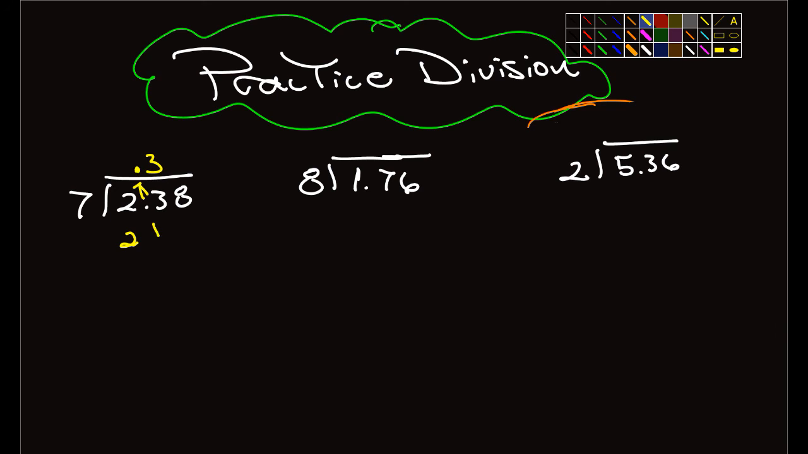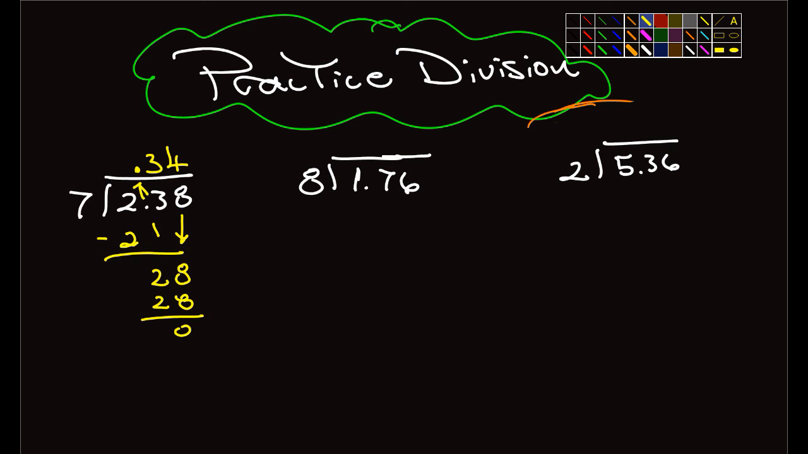And it's 21. 3 times 7 is 21. 21 from 23 is 2 left over. We're subtracting. What do we do? Bring down the 8. 7 go into 28? It does. 4 times. So the answer in this problem, 28, remainder 0, okay, is 0.34. Not 34, but 0.34. We did it the exact same way. There was no difference, except I just kept track of the decimal. I just pulled the decimal straight up. Let's do the next one.